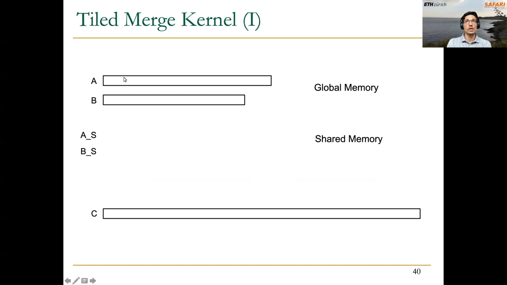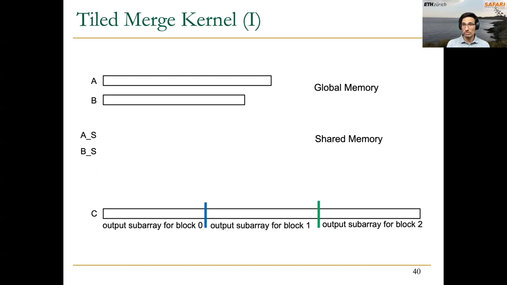In the beginning, what we have is these two input lists, A and B, in global memory. Output list C will also be in global memory. And then in shared memory, we are going to have some reserved space for tiles from A and B. But the very first thing that we have to do is find the current and next ranks for each individual thread block.